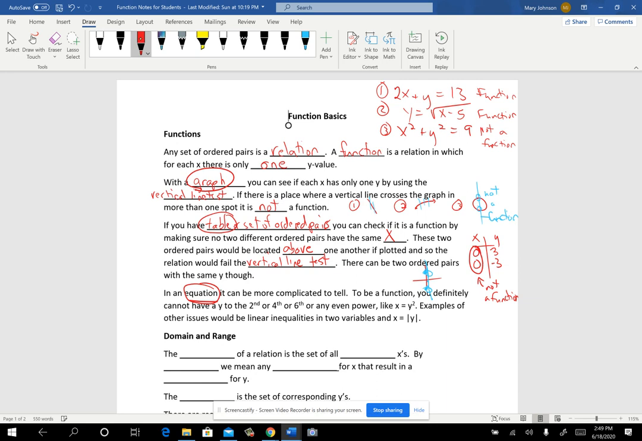So I kind of like just making a connection back to that idea. All right, now there can be two ordered pairs with the same y. Ordered pairs with the same y would line up horizontally. That's okay. That's still a function. So this one would still be a function.